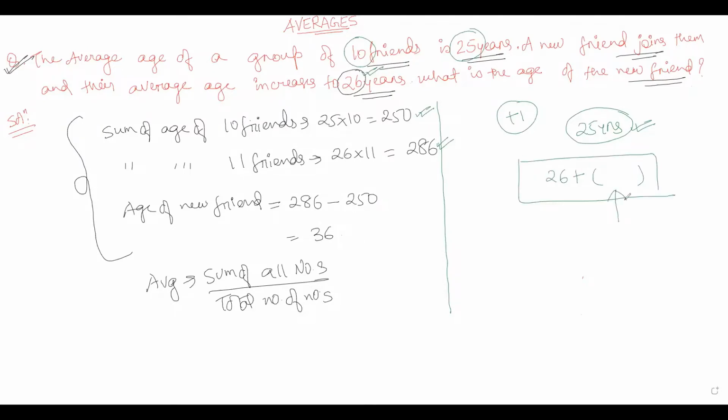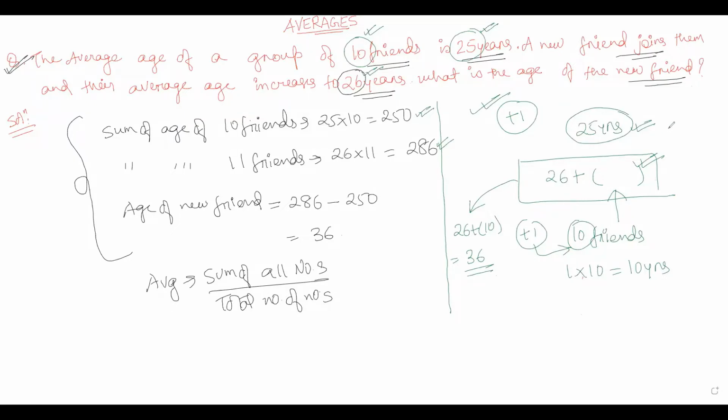This additional number is being distributed to all these 10 friends equally, and their average increases from 25 to 26. That is, plus 1 has been added for all these 10 friends. So I can say that this 1 has been given to all these 10 friends. So 1 into 10, that is 10 years, which has been coming from this additional number. So we can say that the new friend's age would be simply 26 plus this 10, which would be 36. So in this way, we can directly find the age of the new friend.